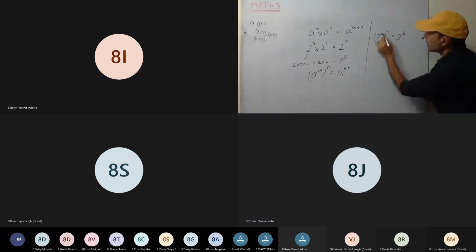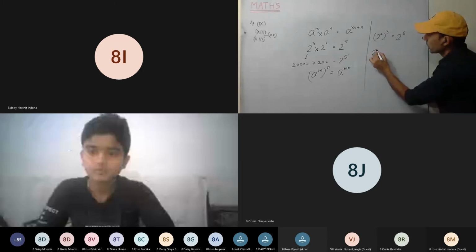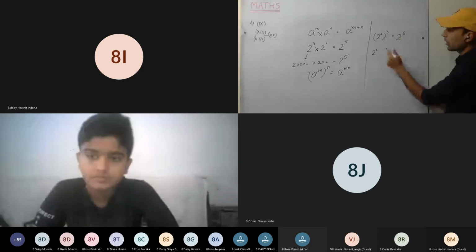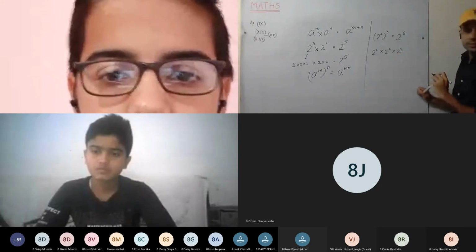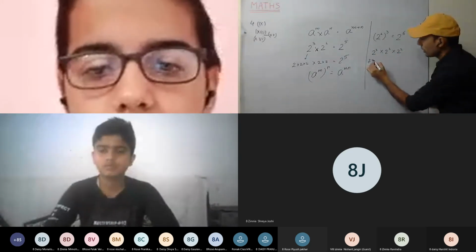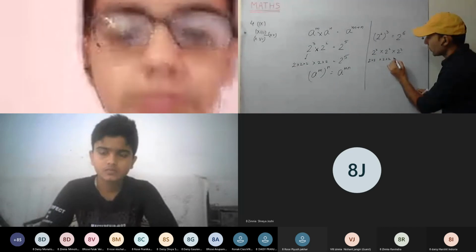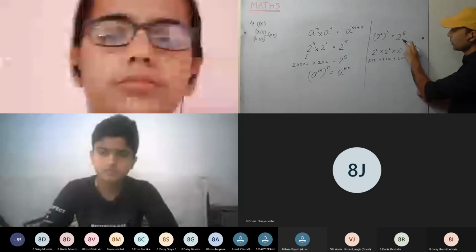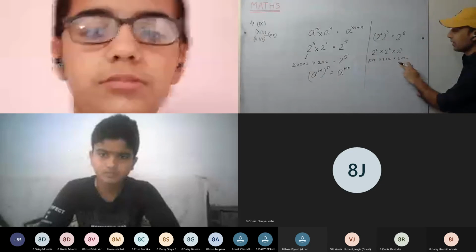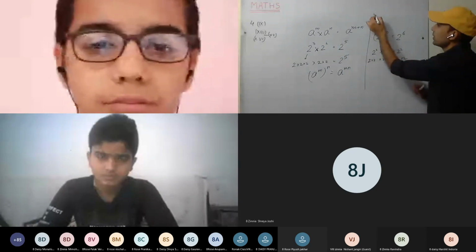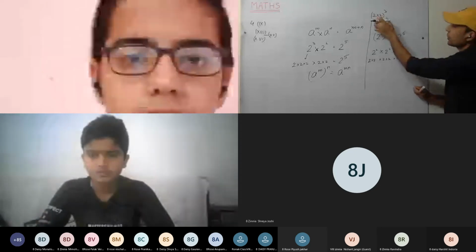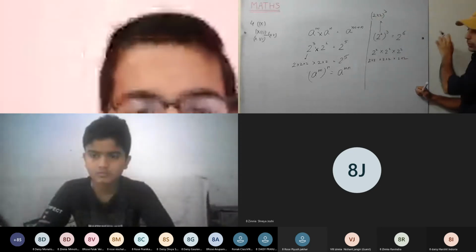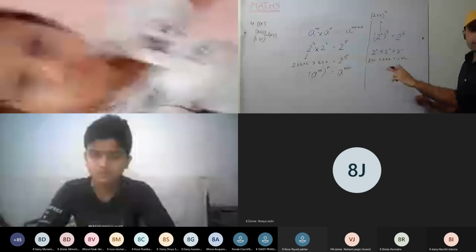Now check as well. So 2 square cube we are doing. 2 square is multiplied how many times? 3 times. Is this clear? Now 2 square: 2 into 2, 2 into 2, 2 into 2. Again 2 raised to power 6. Or you can write it like this: 2 square, 2 into 2, whole cube. So 3 times we'll be writing 2 into 2, similar like this. Is this clear?